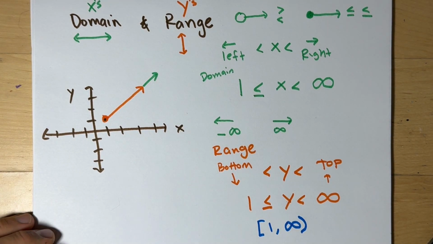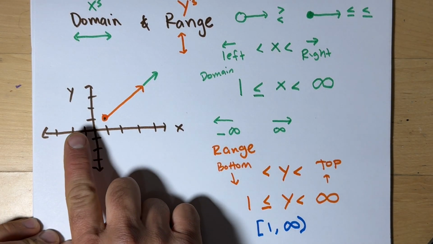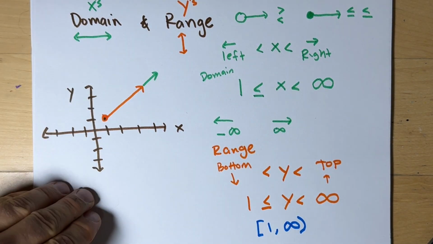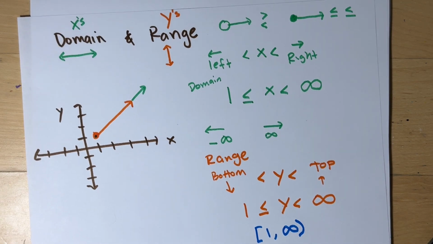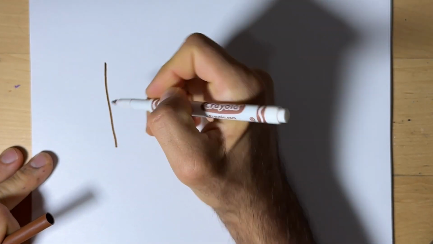So let's continue and do some more practice. What if we got rid of one of the axes at a time when we did this? Maybe some of you will understand it a little bit better. Let's draw another graph.